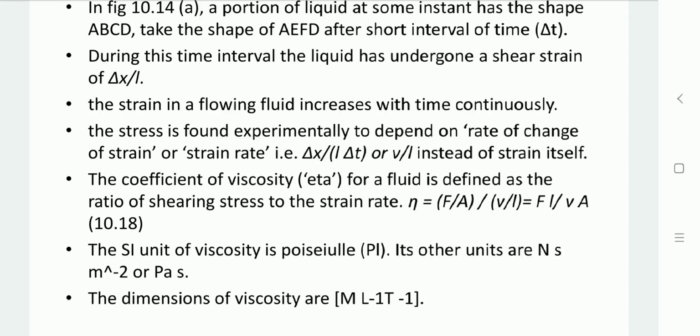That is the coefficient of viscosity eta. Its SI unit is Poiseuille. The other unit can be defined as Newton second per meter square or Pascal second. Its dimension is M L raised to minus 1 T raised to minus 1.